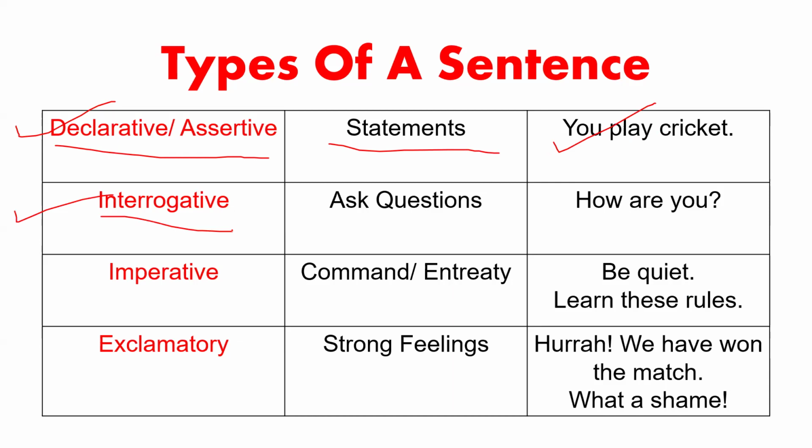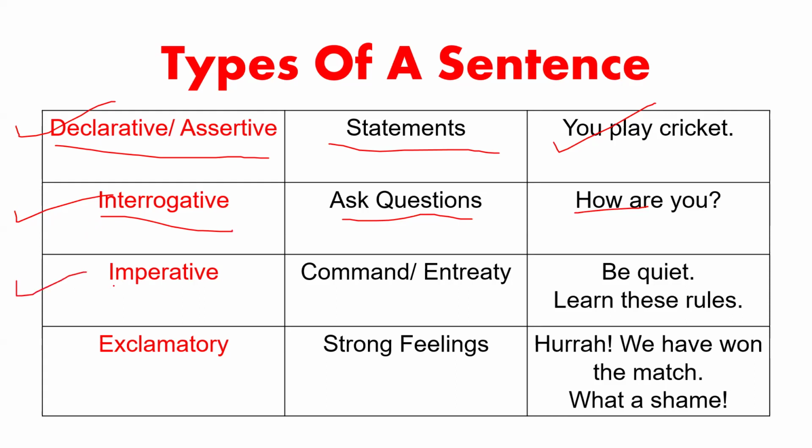And then we have the interrogative. The very word suggests that in such types of sentences, we ask questions like how are you, where are you, who are you, what is your name, what are you studying? All those question forms are basically the interrogative sentences.